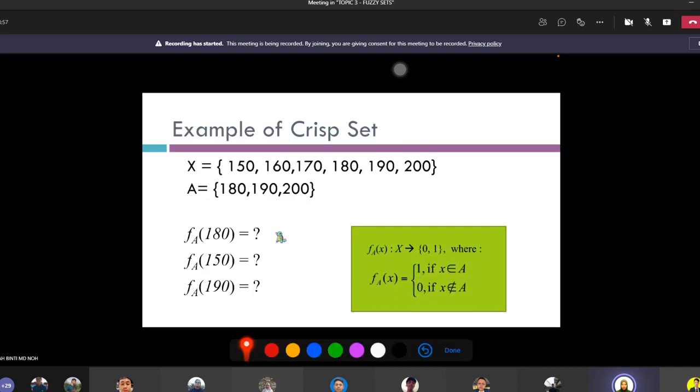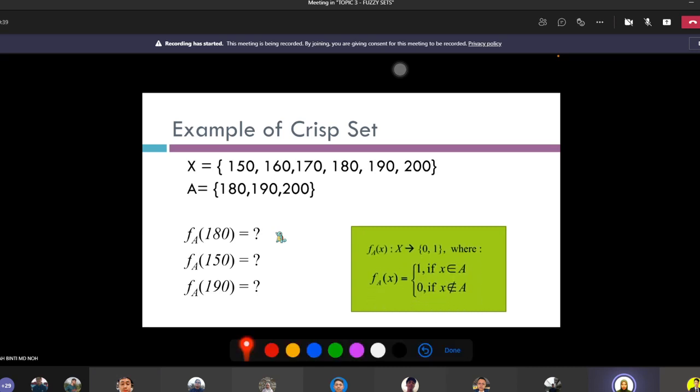Okay, this is an example of a crisp set. Contoh, 150, 160, 170, 180, 190, and 200. And then kita ada A. Kalau dalam crisp set, apakah the membership value, so degree of membership of the element 180, this is the universe of discourse, the elements. Universe of discourse dia ada 180. How much does 180 belongs to A? Okay, kita tengok set A. Ini set A. Okay, 180 belongs to the set. Kalau crisp, the value here must always be 1.